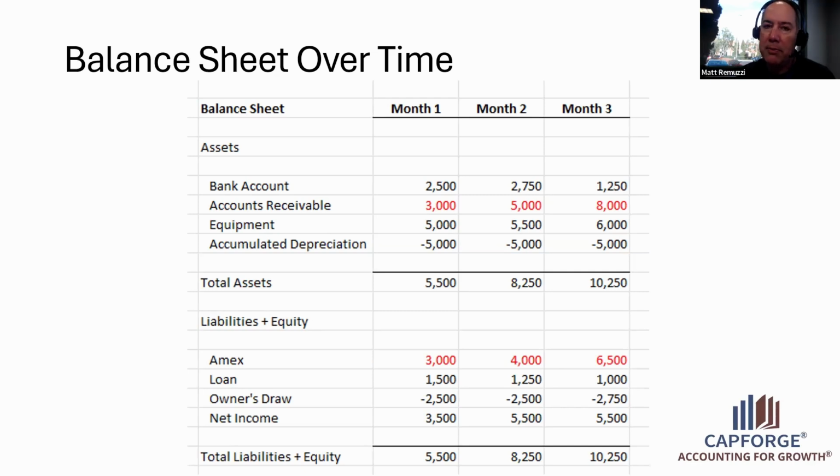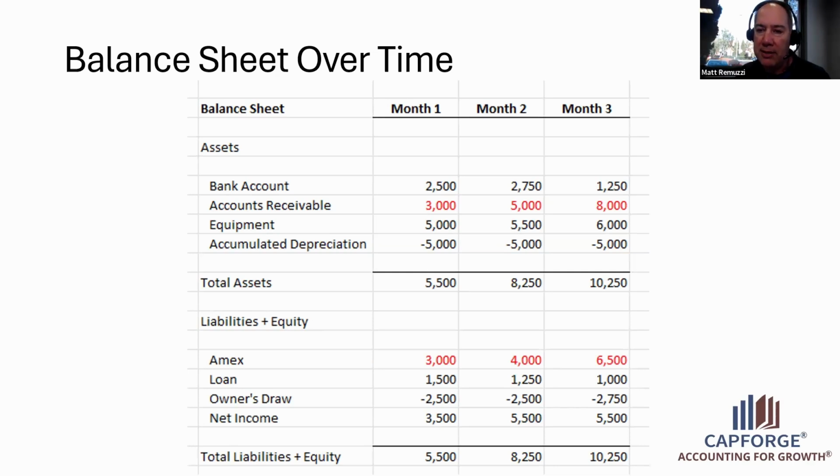Or you could have made partial payments plus additional expenses, but bottom line, the amount owed at the end of month two was $4,000. At the end of month three it was $6,500. So that balance has been growing. The amount you owe has been growing. And that's probably because you've been doing more business, incurring more expenses, but not collecting all of them, right? So business has been growing, but money hasn't been coming in, so you've been having to borrow more.